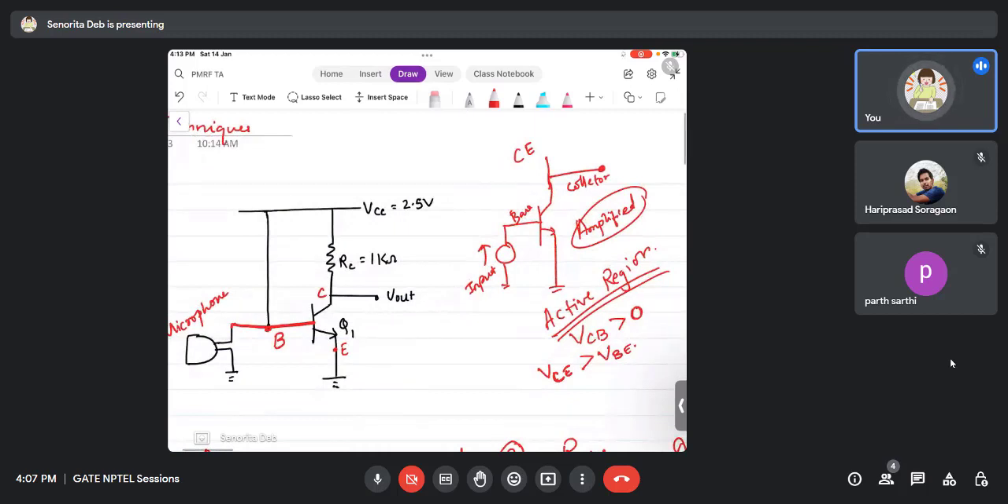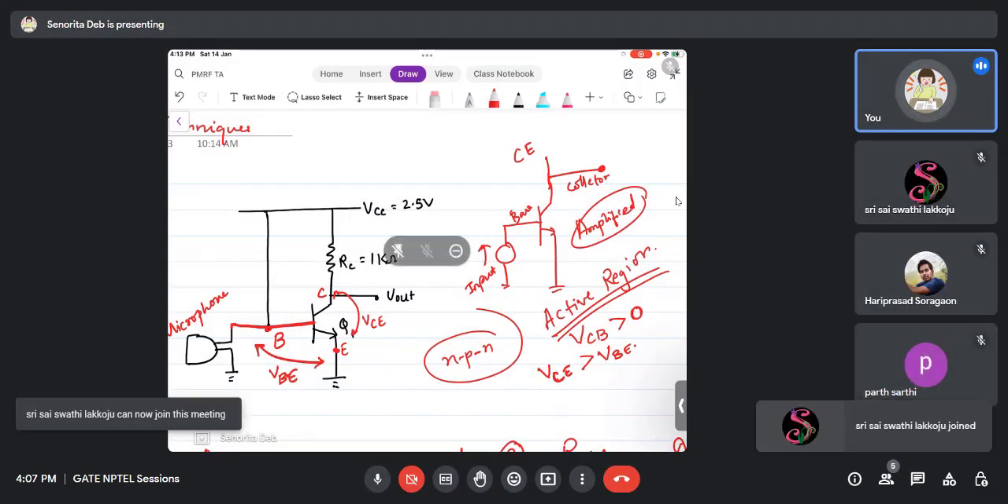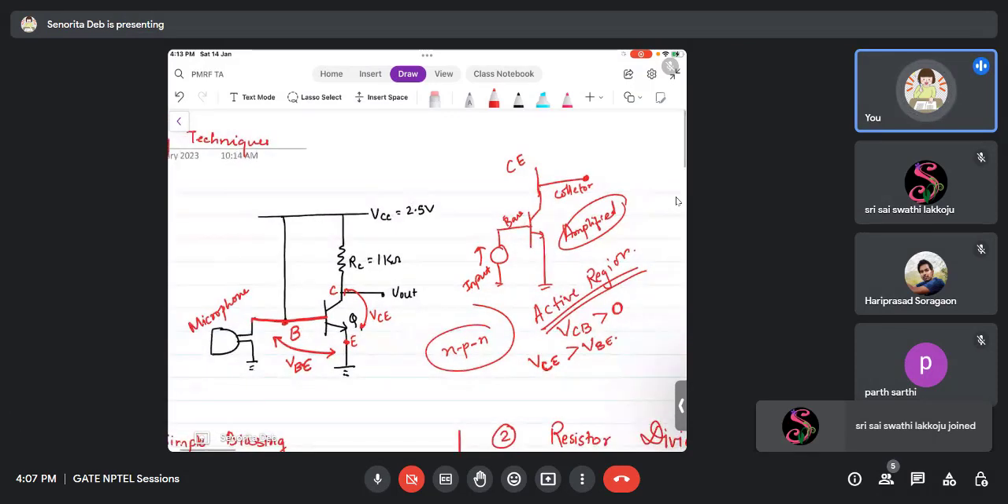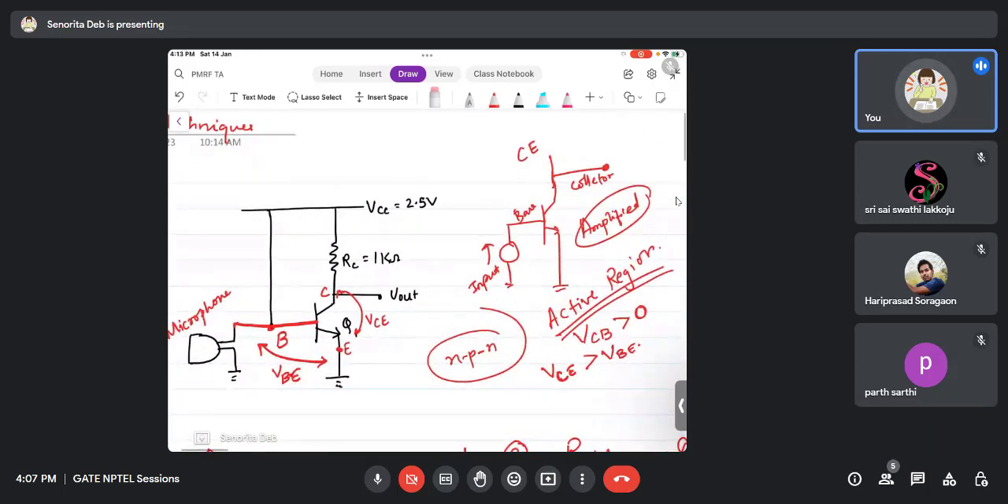So VBE is this voltage, and this will be VCE. This is for an NPN transistor, right? For PNP, it's just complementary to it, or the opposite. Having said that, we come to this configuration where we have made a connection in this manner.